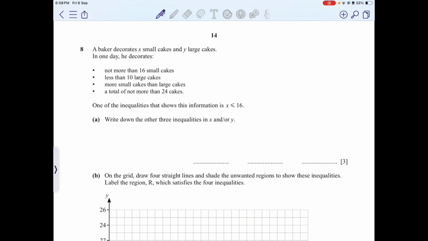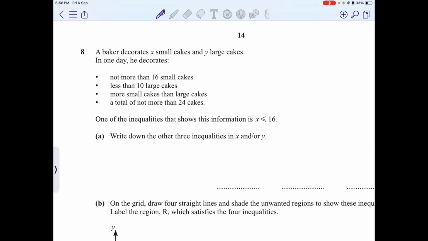Now we are looking at question number 8, which says a baker decorates x small cakes and y large cakes. In one day, he decorates not more than 16 small cakes, less than 10 large cakes, more small cakes than large cakes, and a total of not more than 24 cakes. One of the inequalities that shows this information is x is less than or equal to 16. x represents small cakes, so he cannot have more than 16 small cakes. He can have 16 but not more than 16. So this goes to this one.